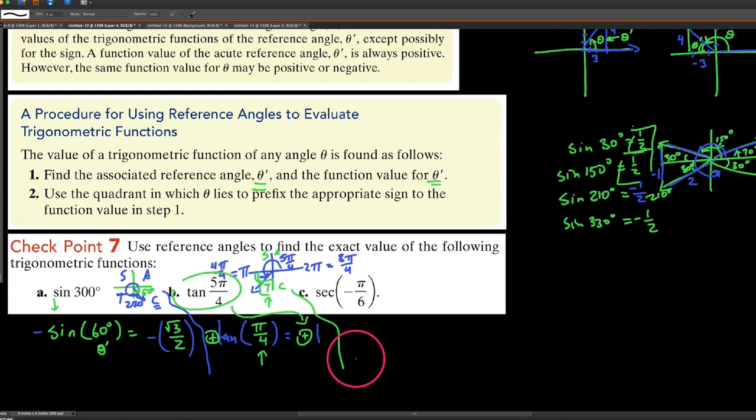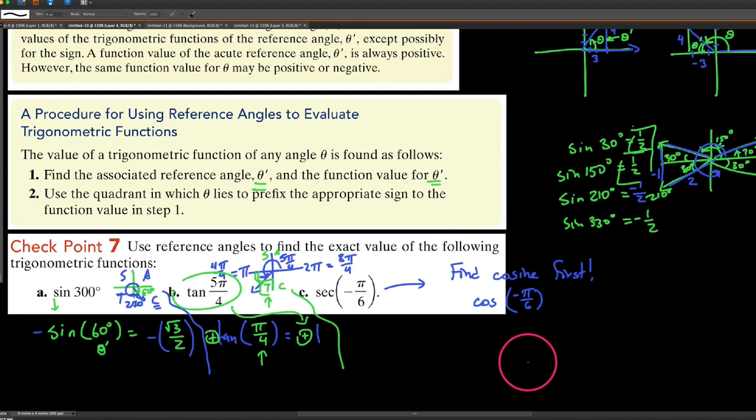So for our secant here, the interesting thing about secant is this: we are going to find cosine first. So what this means for us is we're going to find the cosine of negative pi sixth. So, sketching a negative pi 6. A pi 6 is a 30-degree rotation, and we're going in a negative direction here, so clockwise. So here's our angle, negative pi sixth.